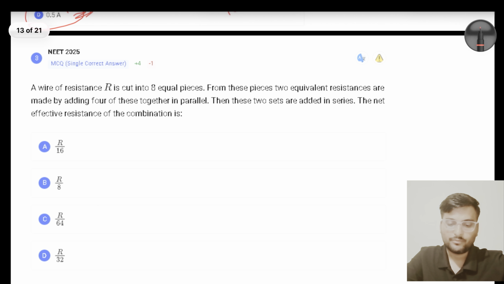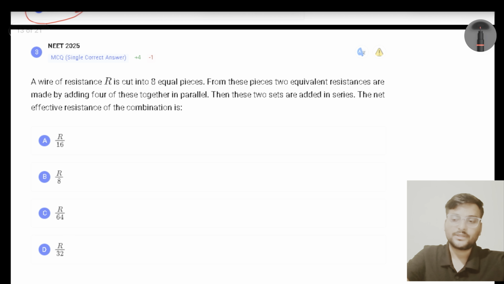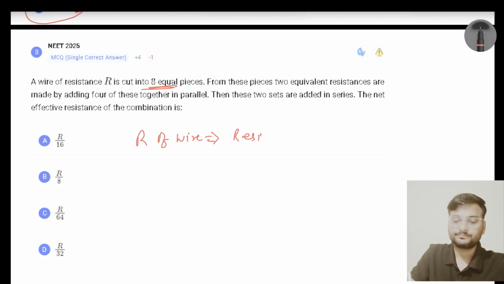Okay, now we are going towards the next question. So look at the next question, this type of concept repeats again and again. This type of concept is repeated many a time. Okay, so we are talking about first, when the wire of R is cut into 8 equal parts. Children, one wire, that is R of wire, so what is its resistance? Resistance of that wire is R. Now they are saying that you have divided it into 8 parts.